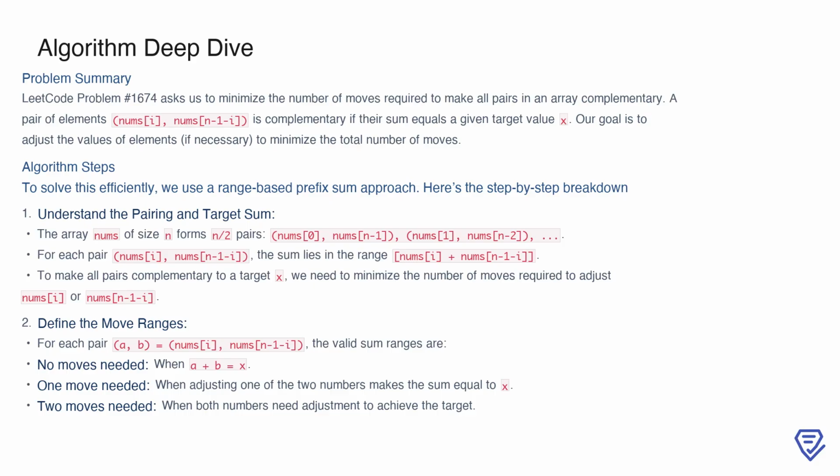First, we need to understand the pairing and the target sum. The array forms pairs from its ends towards the center, such as nums[0], nums[n-1], nums[1], nums[n-2], and so on. For each pair, the sum naturally falls within a range determined by the values of the two elements. The goal is to adjust these sums to match the given target x with the minimum number of moves. These moves fall into three categories: no moves if the pair already sums to x, one move if only one element needs adjustment, and two moves if both elements require changes.